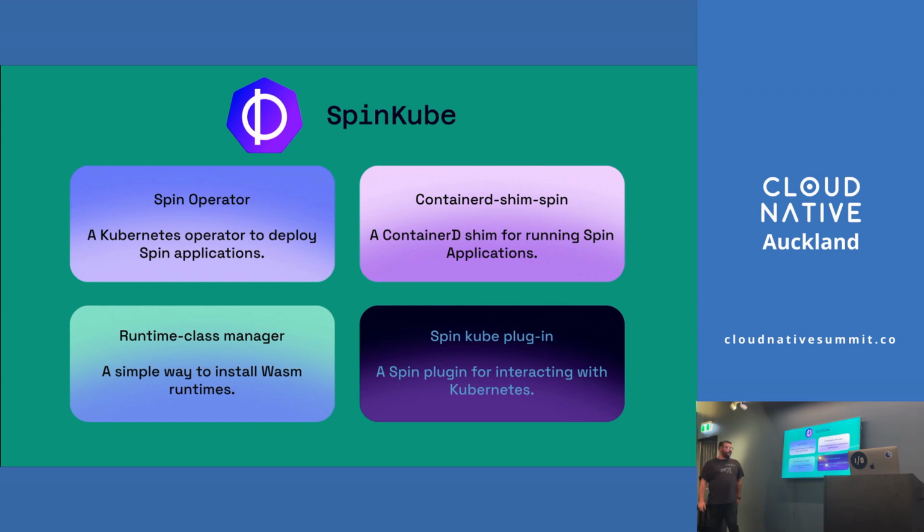Which leads us on to the runtime class manager. This is another kind of operator that allows you to install WASM runtimes inside Kubernetes nodes. When you're installing these applications, they're actually being installed as WASM binaries. They're not being run as containers, so to speak. And lastly is the Spinkube plugin, which makes it really super easy to take those Spin applications that you create in Spin and deploy them to Kubernetes.